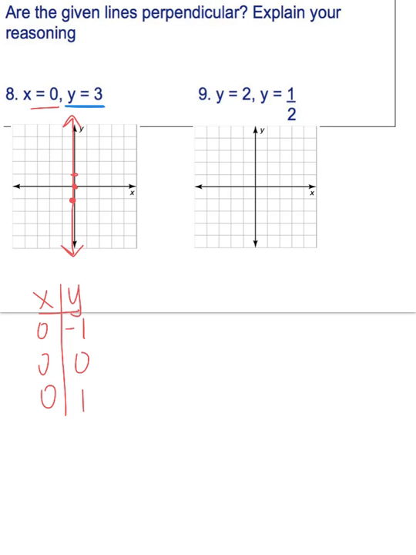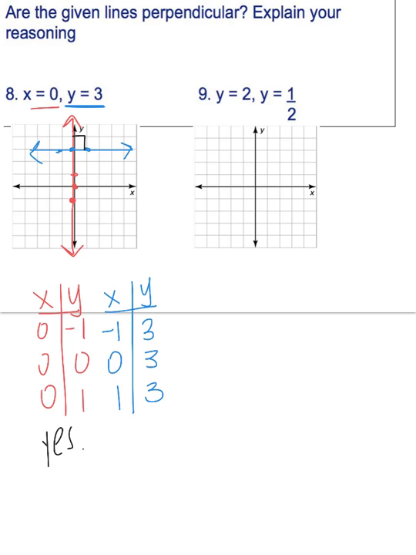Then I'm going to do y equals 3 in blue. So I'm going to make my table. For x, I'm going to pick negative 1, 0, and 1, and I'm going to pick 3 all the way down. And so I'm going to go ahead and graph that. Now when I'm comparing these two lines, I'm wondering, are they perpendicular? One of the first things I told you about perpendicular lines is they create a 90-degree angle. And these two lines do. So yes, they are perpendicular.